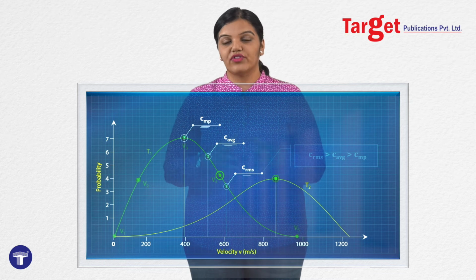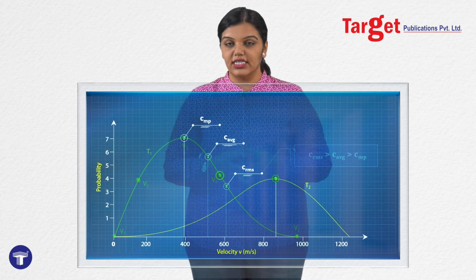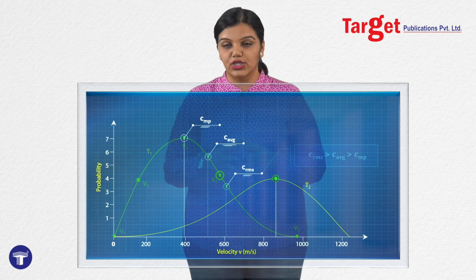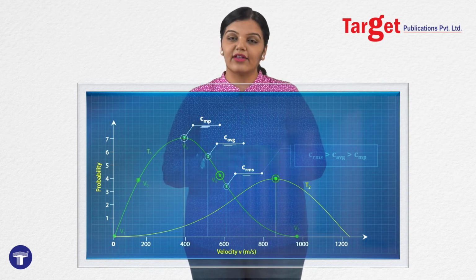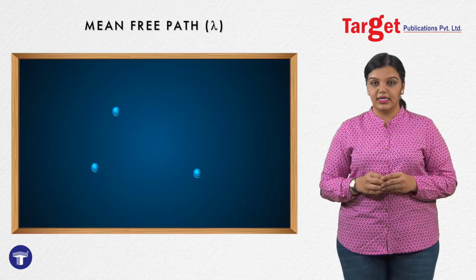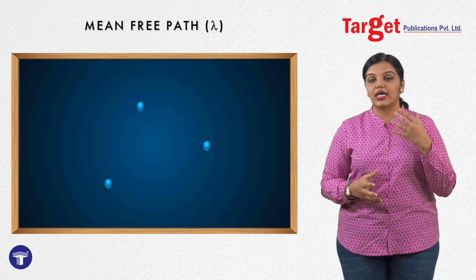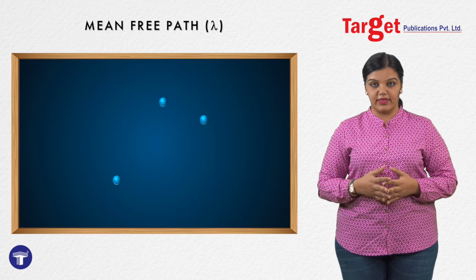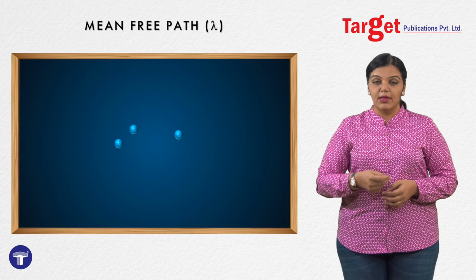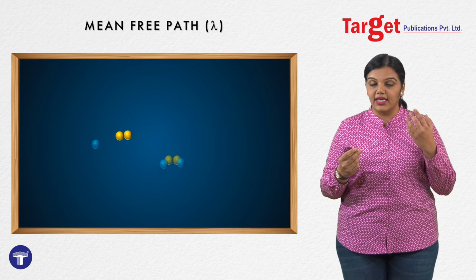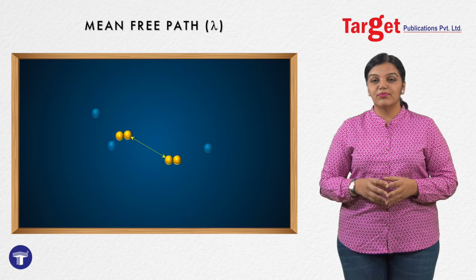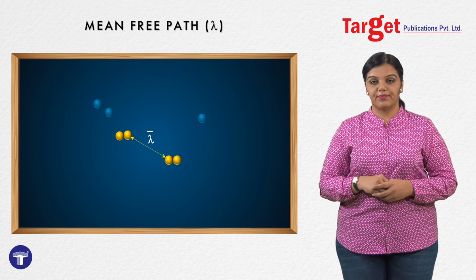From the idea of the random distribution of velocities, the next inevitable concept is the idea of collisions between molecules. And from this springs the idea of the mean free path. When molecules collide, they transfer energy and momentum between them. The average distance that a molecule travels between one collision and the next is what we call the mean free path, denoted by the Greek letter lambda.